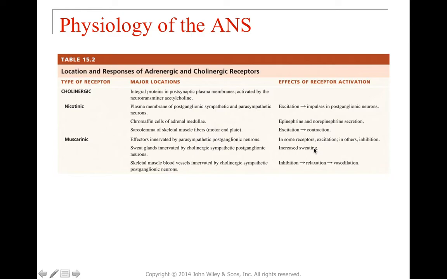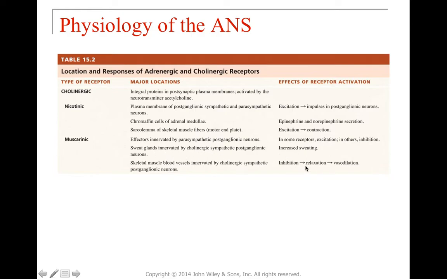And also the muscarinic effects. So in some receptors we have excitation, in others inhibition, and that's because it depends on which pathway we are trying to hit, right? Are we going for fight or flight, or are we going for rest and digest? It can also result in increased sweating because it increases the effect on the sweat glands, which is how you can remember muscarinic is kind of musky.